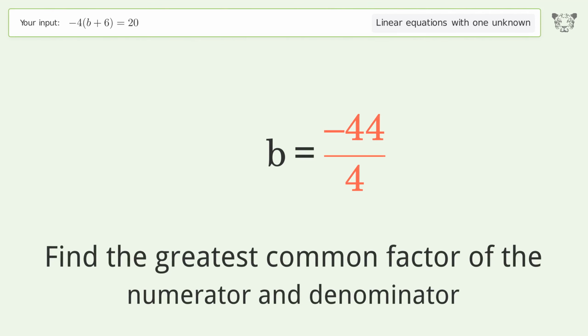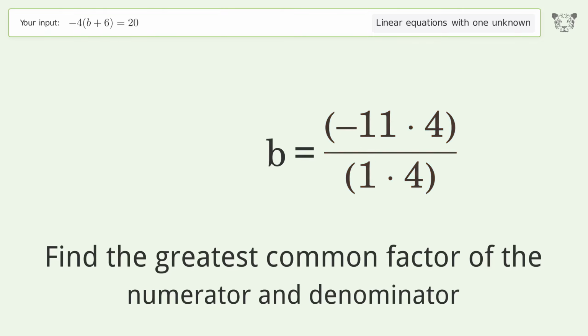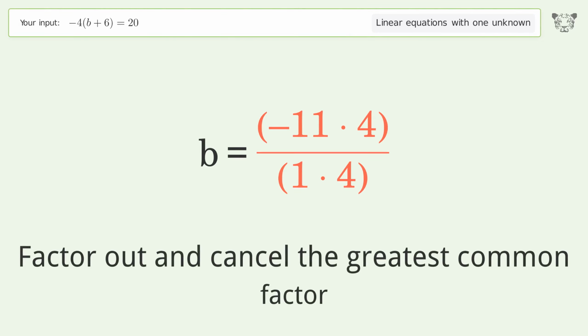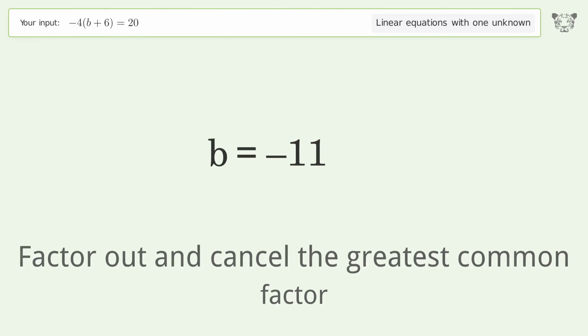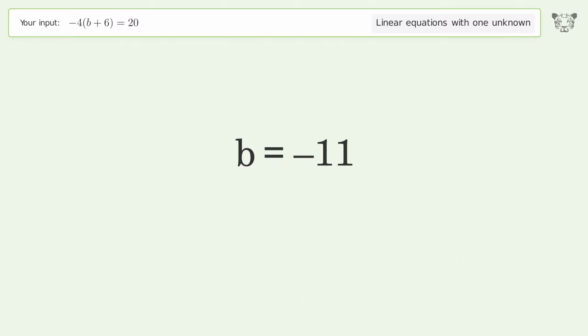Find the greatest common factor of the numerator and denominator. Factor out and cancel the greatest common factor. And so the final result is b equals -11.